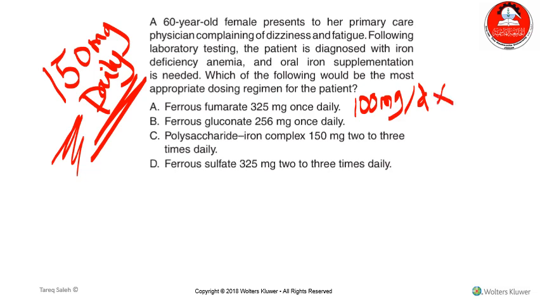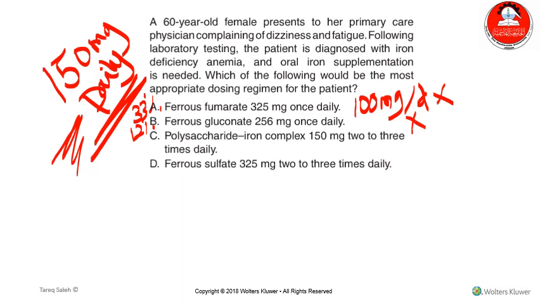Ferrous gluconate contains 12%, okay? Let me write these down for you again. This is 33%, and for B, it's 12%. So 12% of the 256 milligrams once daily means it's also something lower than 100 milligrams per day, and that is wrong too.